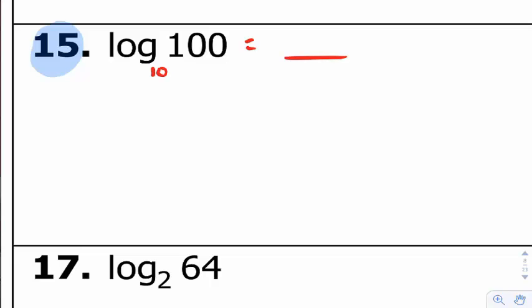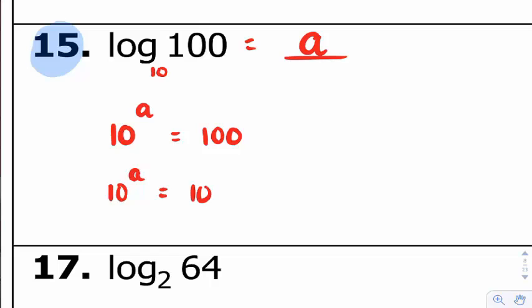Let's give this output a variable. Let's call it A. I don't want to confuse you with x's and y's here. If you're going to do this, remember we're going to write it as an exponent. Remember the base is the base, and now the output of the log becomes the input of the exponent. So 10 to the A power equals 100. Then you just ask yourself, 10 to the what power is 100? The other option is 10 to the A equals 10 squared. Oh look, A is 2. Or you just know that A is 2 because it's a simple one.